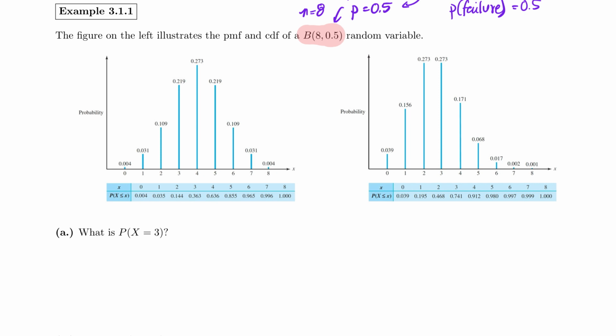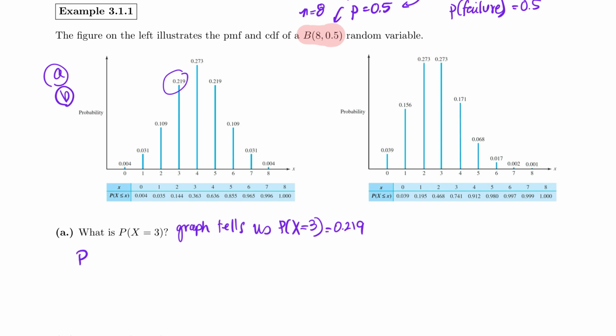So what is the probability that x equals 3? Well, here we could look at our graph. The graph tells us that the probability of 3 successes is 0.219. Now, if I didn't give you the PMF, could we calculate it using the formula? The answer is 100% yes.